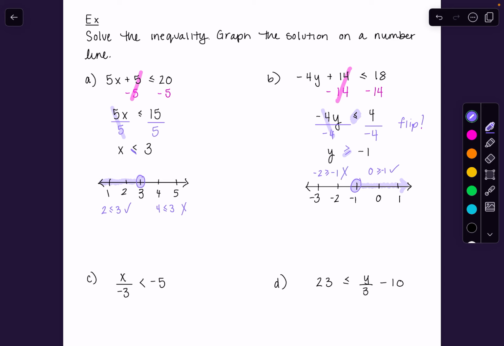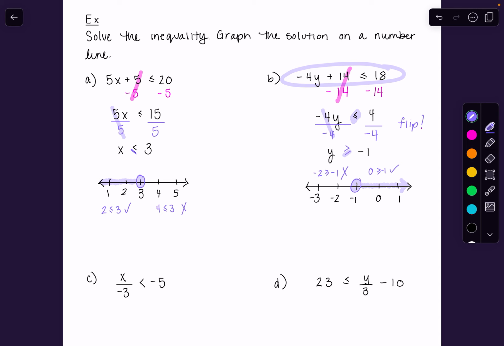Okay. The other thing you can also do is you can actually plug it back into your original inequality. Because if you forgot to catch that flipping, you would see that you shaded in the wrong half. You'll still end up with the same solution, but you just picked the opposite thing.